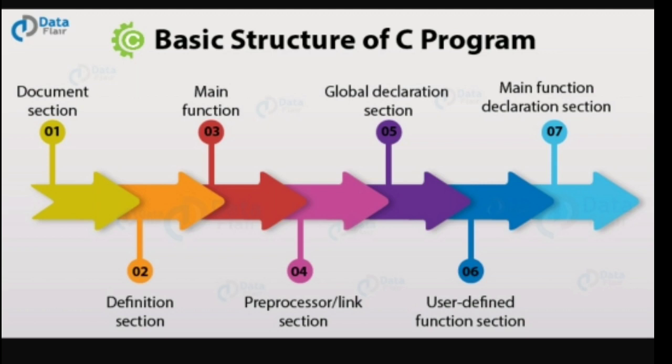Then there is the documentation section, the global declaration section, the main function, the definition section, the preprocessor or link section, and the use of define. These are some sections of the basic structure of a C program.